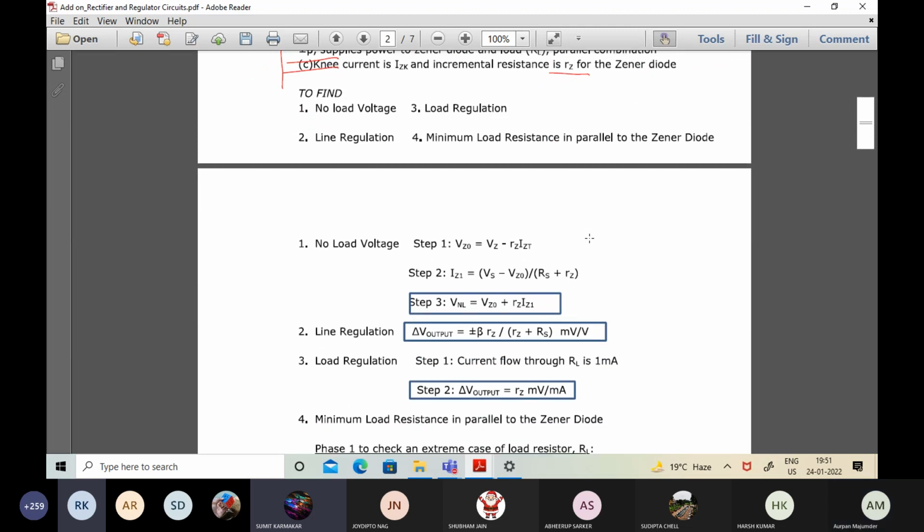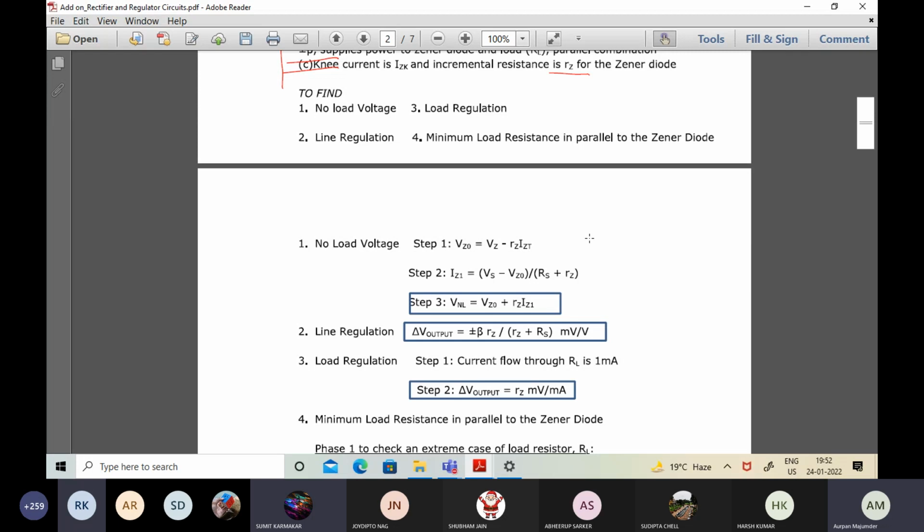Now, first thing is we need to find out what is the no load voltage. Next is the line regulation, followed by load regulation, and the most crucial factor, that is point number 4, the minimum load resistance in parallel to the Zener diode. Before I get into the first 3, I would like to stress on point number 4. Though I will discuss point number 4 later on, I would like to stress right now what point number 4 is all about. In short, minimum load resistance in parallel to the Zener diode.